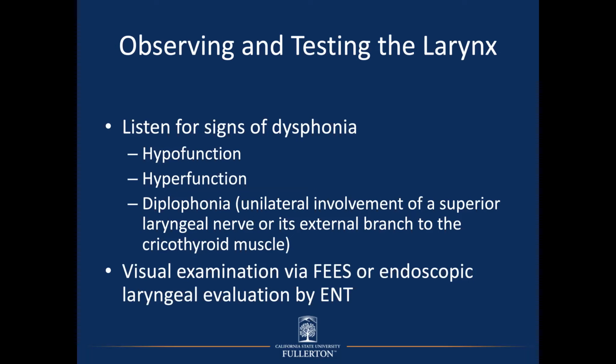We can hear hypofunction. That will tend to be lower motor neuron involvement that's producing a flaccid weakness of the intrinsic laryngeal muscles. We can see hyperfunction, spastic dysphonia, when somebody has upper motor neuron lesions in the pathway to the larynx. And we can hear diplophonia when somebody has unilateral involvement of the superior laryngeal nerve or its external branch. They'll both get you diplophonia. And then we can see evidence in FEES and HEAT.